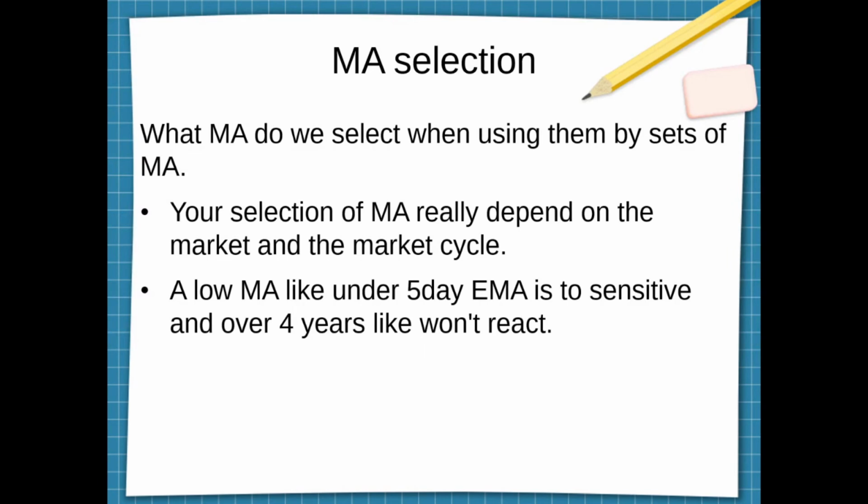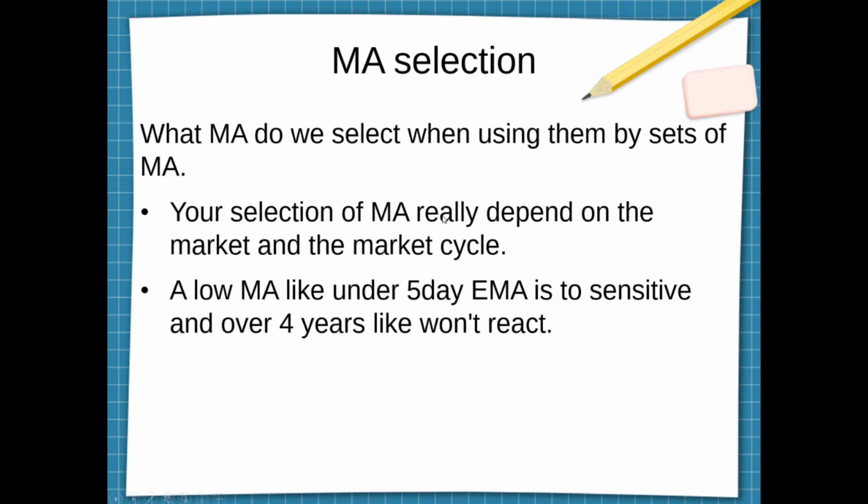So when it comes to moving average selection, what moving average do we select when using them by sets of moving average? Some traders use one moving average, some use a set of moving average. I prefer when you use a set of moving average.